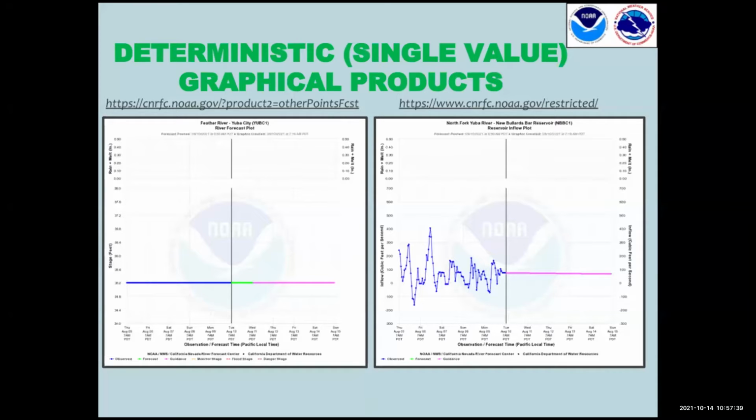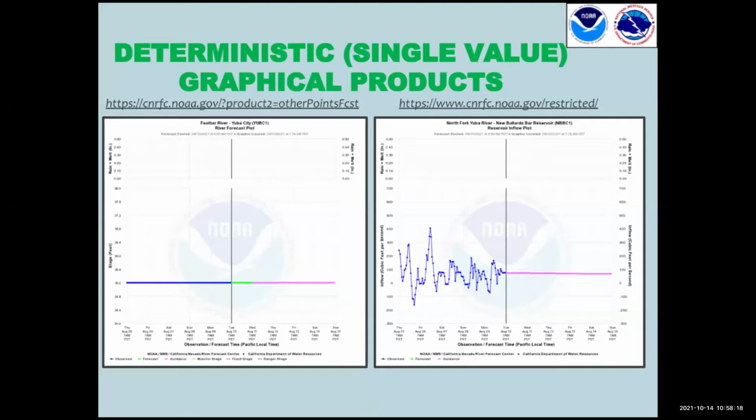And so these hydrologic models track the conditions of the watershed, and then we feed them both observed precipitation and temperature and freezing level going back 10 days. And then we also feed them forecast precipitation, temperature, and freezing level going out 5 days. So the end result is a single value hydrograph for all the locations that we provide streamflow forecasts for.